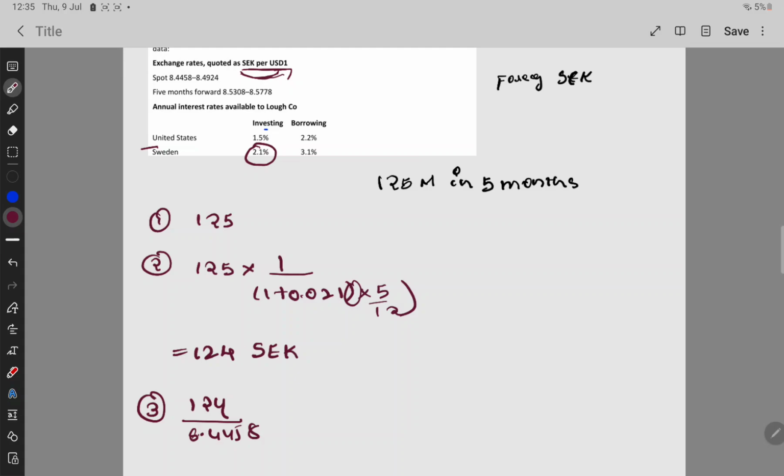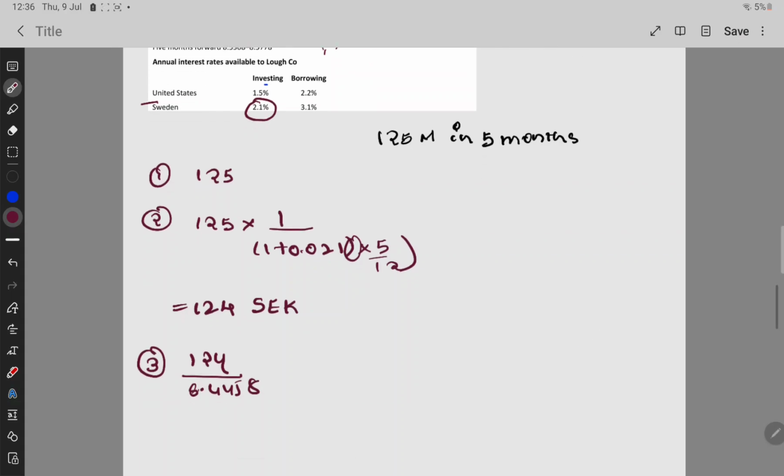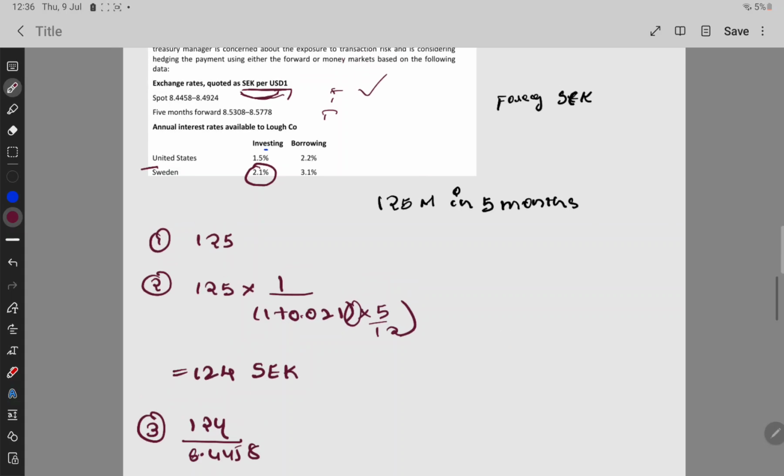I also told you another logic, I guess. If it's a foreign currency quote versus home quote, use left for payments, right for receivables. Okay, so you understood the logic, right? Why we are using 8.4458. So always remember, in payments we pay more.